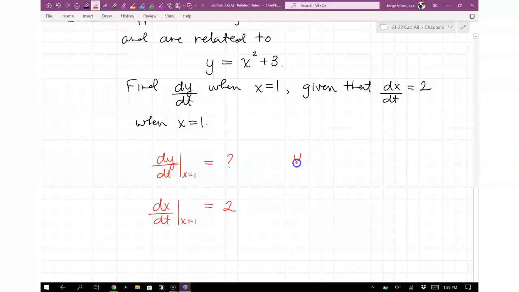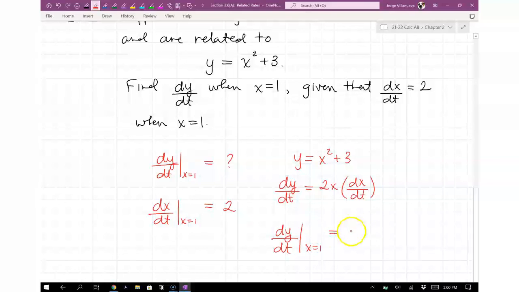So, if y is x squared plus 3, then dy dt is equal to what? 2x dx dt plus 0, so that's fine. Notice I just found dy dt. That's exactly what they wanted me to find, but they said find it when x is 1. So dy dt when x equals 1 is 2 times 1 times 2.